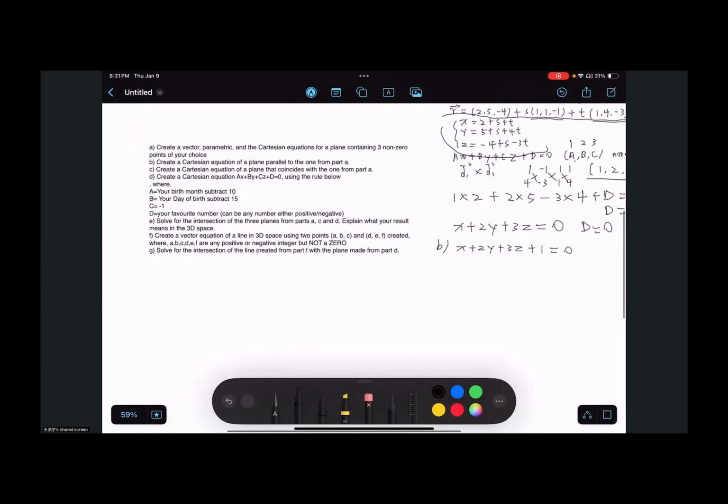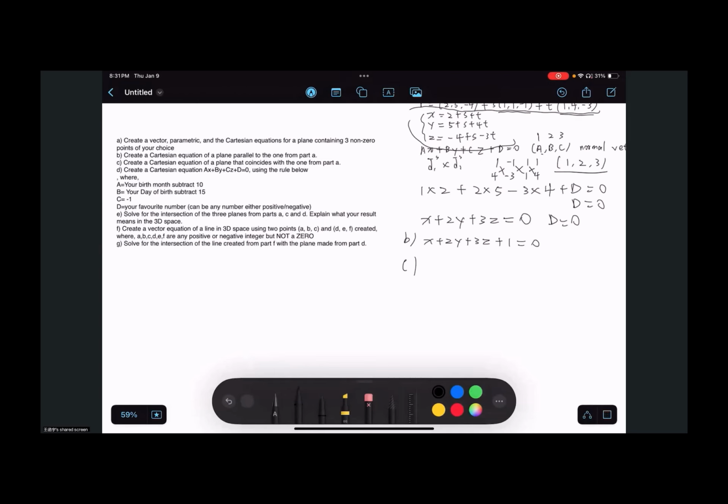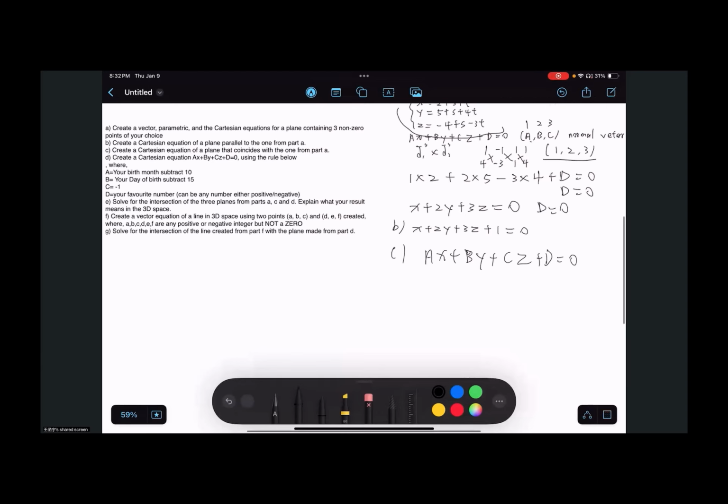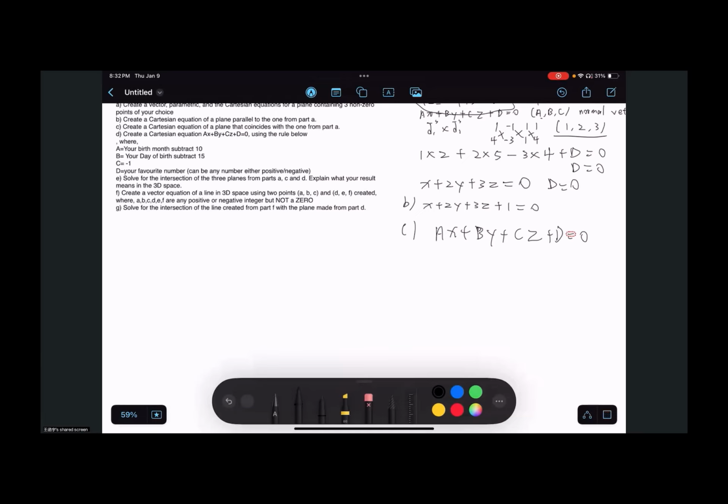Let's see part C. It asks us to find a Cartesian equation for a plane that coincides with the one from part A. So like in R-cubed space, if a plane is like that, then for another plane that coincides with it, the answer is k times the Cartesian equation. So k can be any integer number.